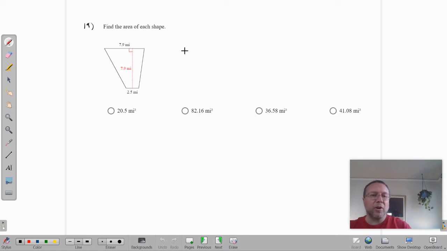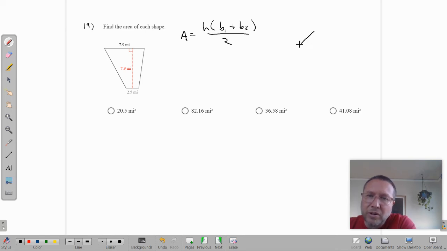19. All right, so our shape here is anytime you have a shape that has one pair of parallel sides, right? These sides are parallel to each other. That's a trapezoid. And our formula for the area of a trapezoid is the height times base 1 plus base 2, divided by 2. We went into the proof of this in class, but basically a trapezoid is just like a triangle is half a rectangle.